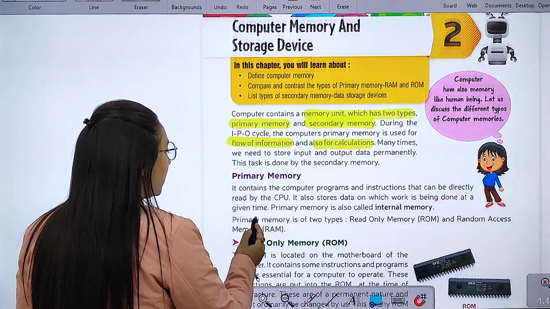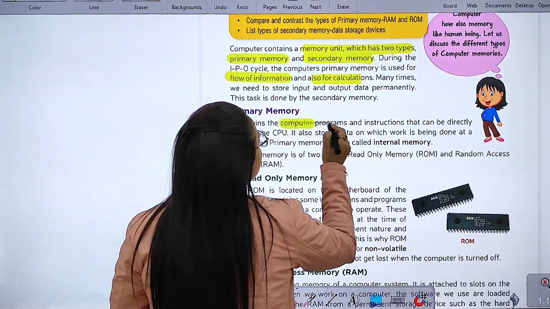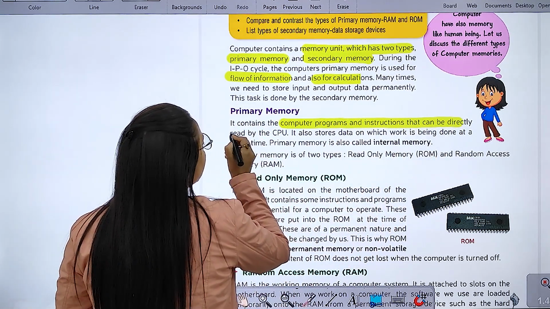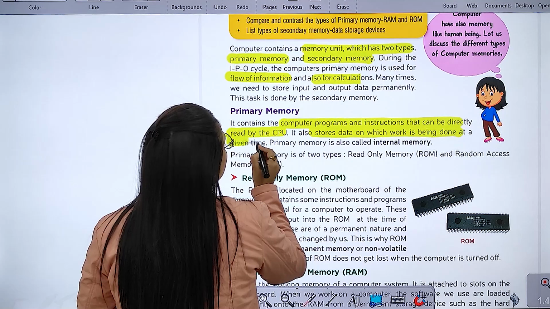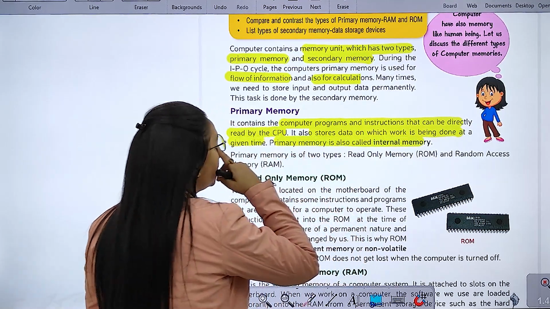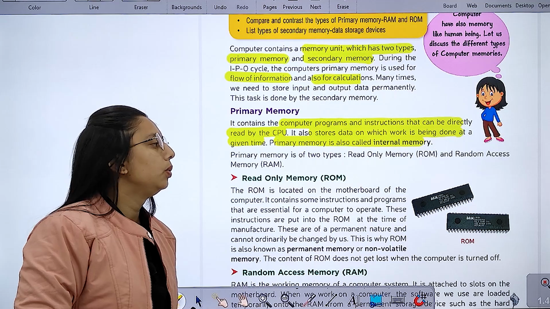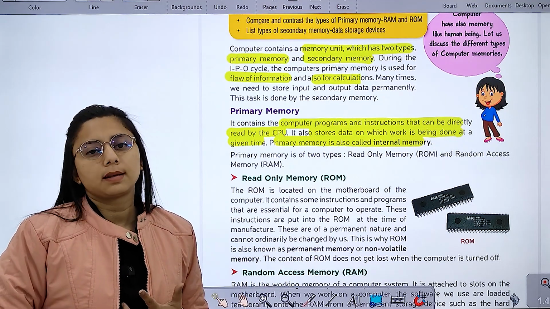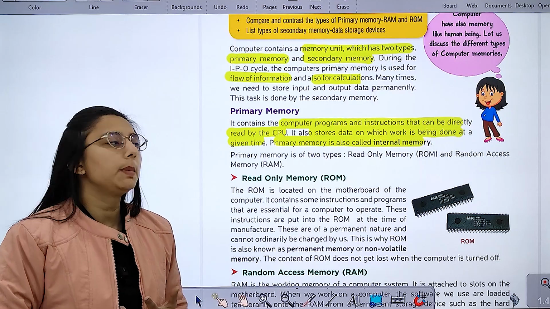So what is primary memory? It contains computer program instructions that can be directly read by the CPU. It stores data on which work is being done at a given time. It is called internal memory. Primary memory is of two types, that is read-only memory and random access memory.